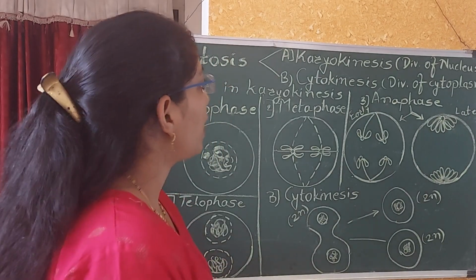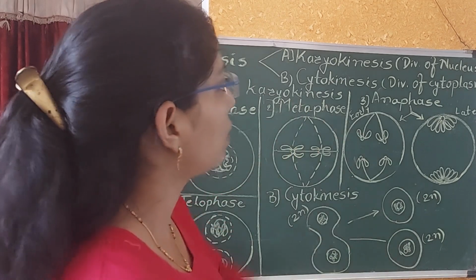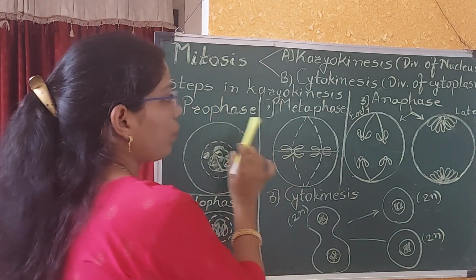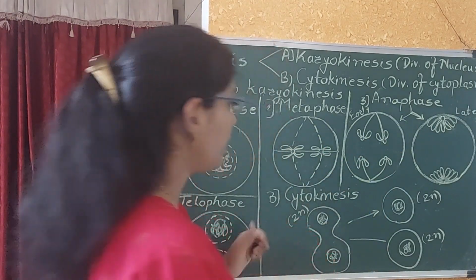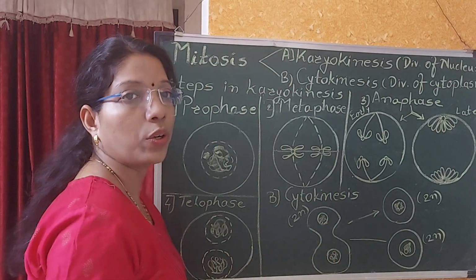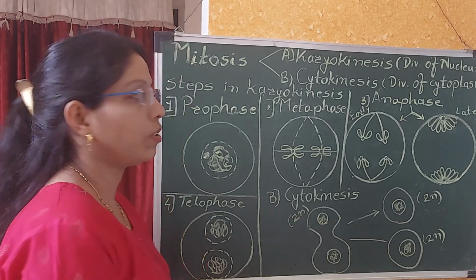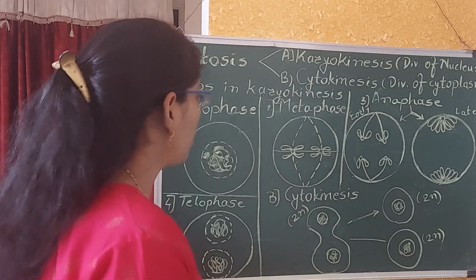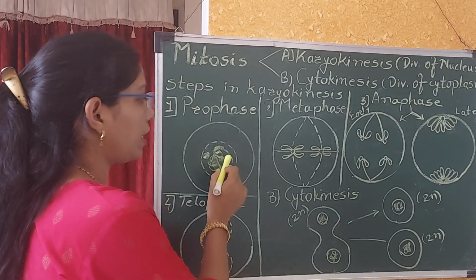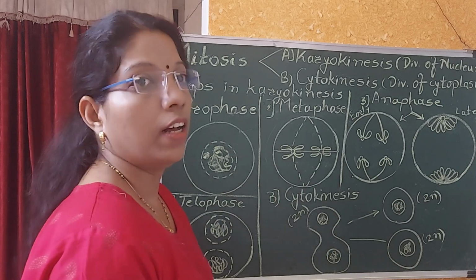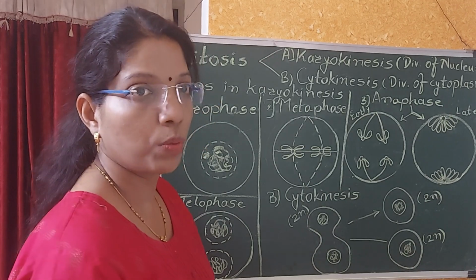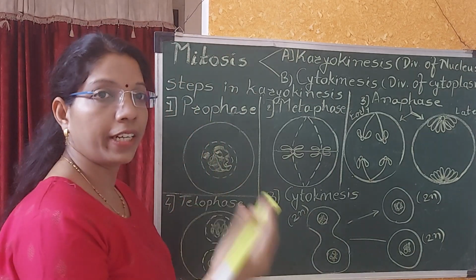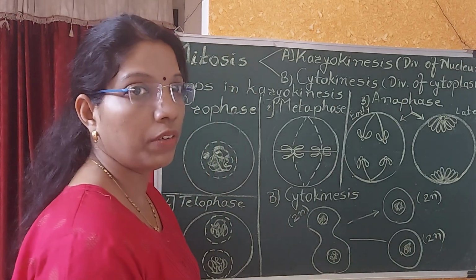There are sub-stages in the division of nucleus, that is karyokinesis. These 4 stages are prophase, metaphase, anaphase and telophase, and lastly the cytokinesis, the division of cytoplasm, takes place. The first phase of karyokinesis: there is a condensation of chromatin material. Chromatin material is made up of chromosomes. Chromosomes are made up of genes. Genes are the hereditary material of human beings and all living organisms.